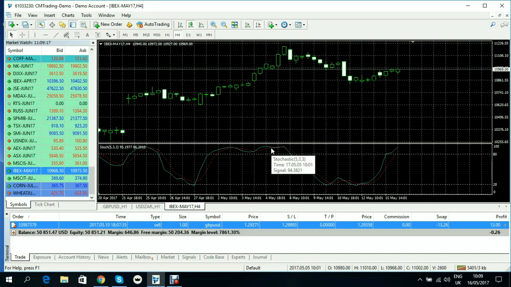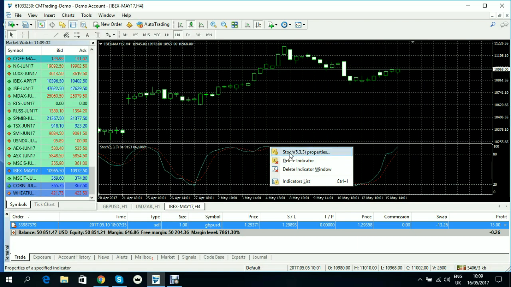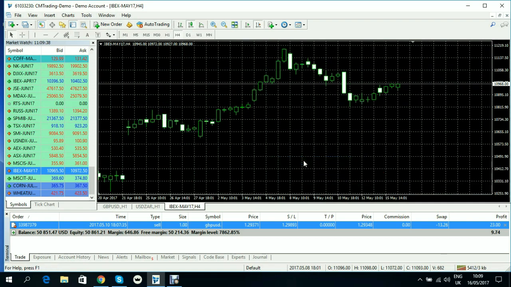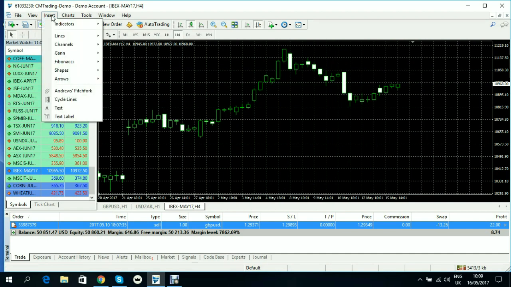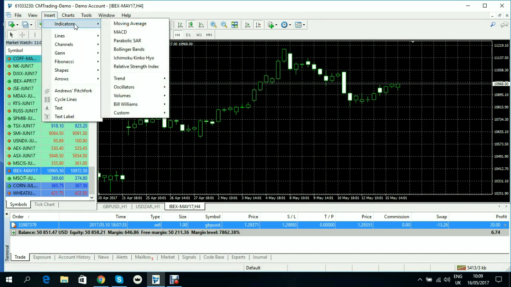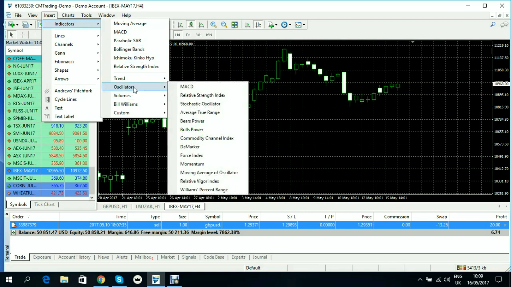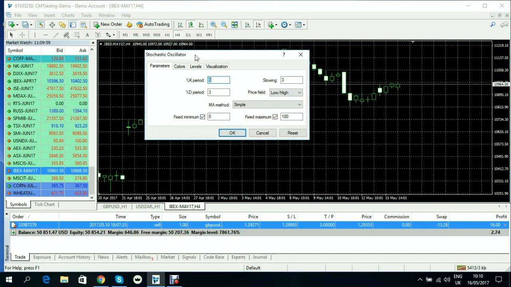So to delete the stochastic indicator, all you need to do is put the cursor on these moving averages, right click, and then it will bring you here, and then you click delete indicator, and then it's gone. To get it back, you go to insert, then indicators, then oscillators, then you look for it, and you find it there in oscillators.